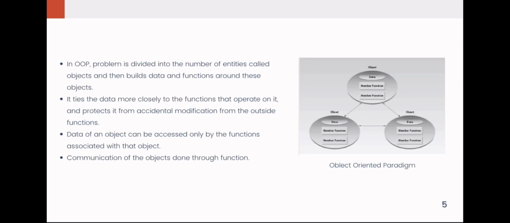An OOP problem is divided into a number of entities called objects, and then data and functions are built around these objects. It ties the data more closely to the functions that operate on it and protects it from accidental modification by outside functions. The data of an object can be accessed only by the functions associated with that object, and communication of the object is done only through functions.